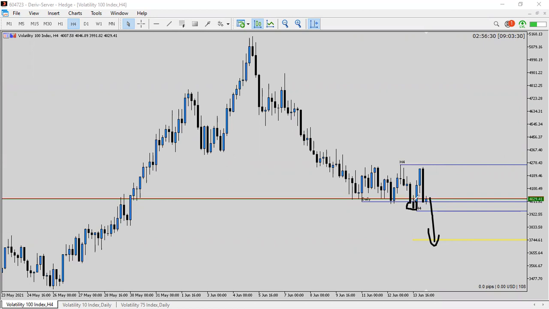We can see after this break in market structure, we've got this pullback and we've now got the strong bearish push to the downside, even giving us a bearish engulfing candle as well. So I should be expecting some sort of a retest into around this area here, and then look for this market to continue back down into around that area there.